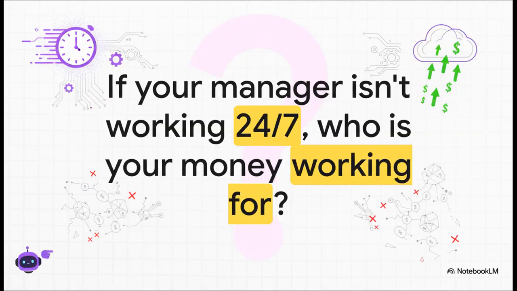So it all kind of boils down to this one question, right? In an advertising world that changes every millisecond, having someone check in on your account once or twice a week just doesn't cut it anymore. So if your account isn't being optimized around the clock, you have to ask yourself, who is my money really working for?